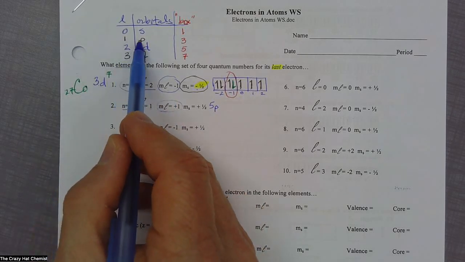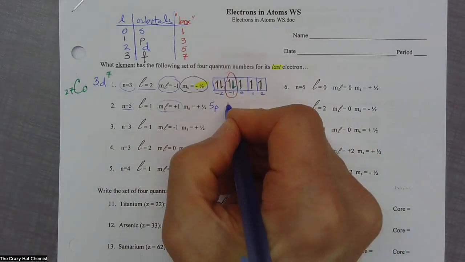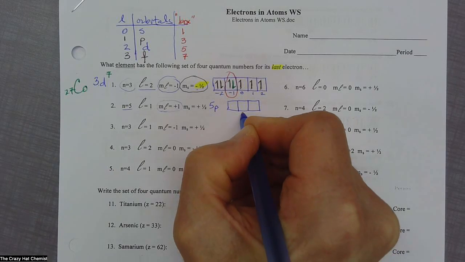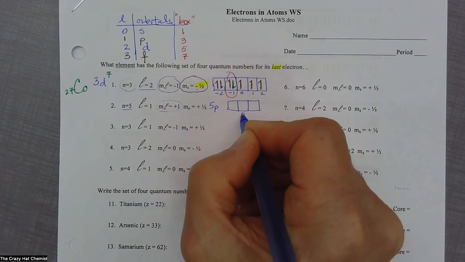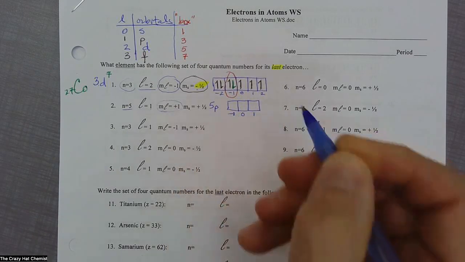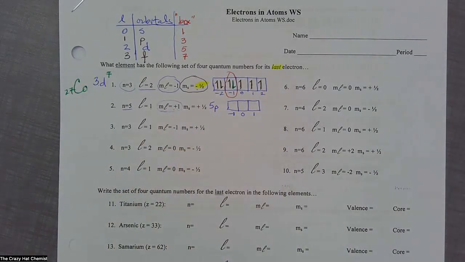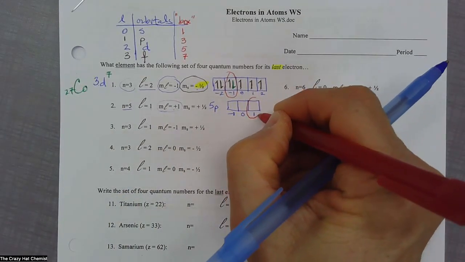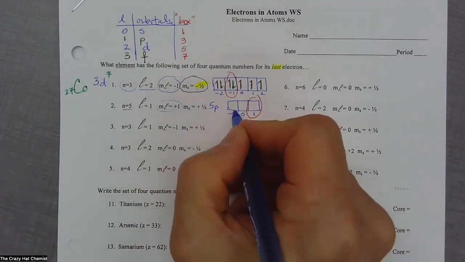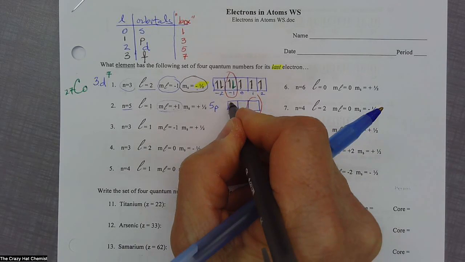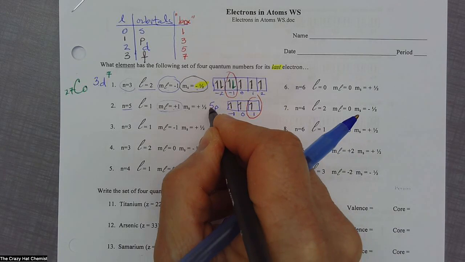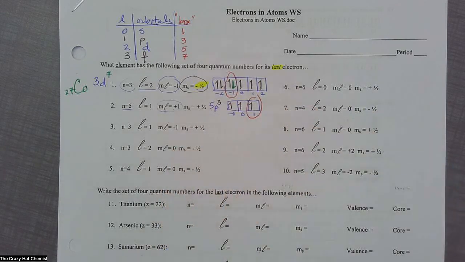It's an L of 1, and how many boxes do I draw? 3. So I'm going to draw 3 boxes right here. 1, 2, 3. They are all attached. I'm going to label the M sub L values. That's 0 for the middle box, 1 for the right-hand box, and -1 for the left-hand box. Which box am I in? I'm in the plus 1 box, which is this box right here. It's a plus 1/2 M sub S. And so I'm going to have the following arrows. That's 1, that's 2, and that's 3. So I'm going to have 5p3 as my ending electron.